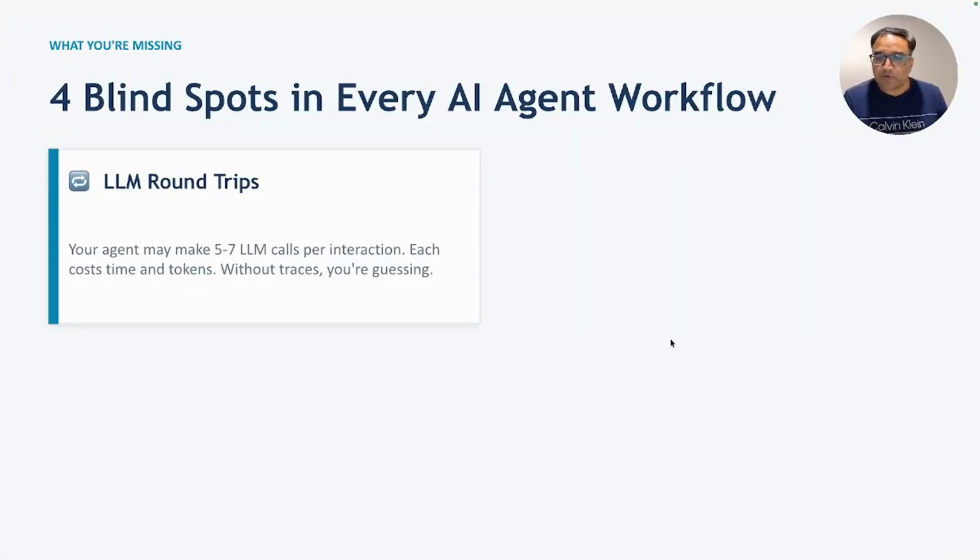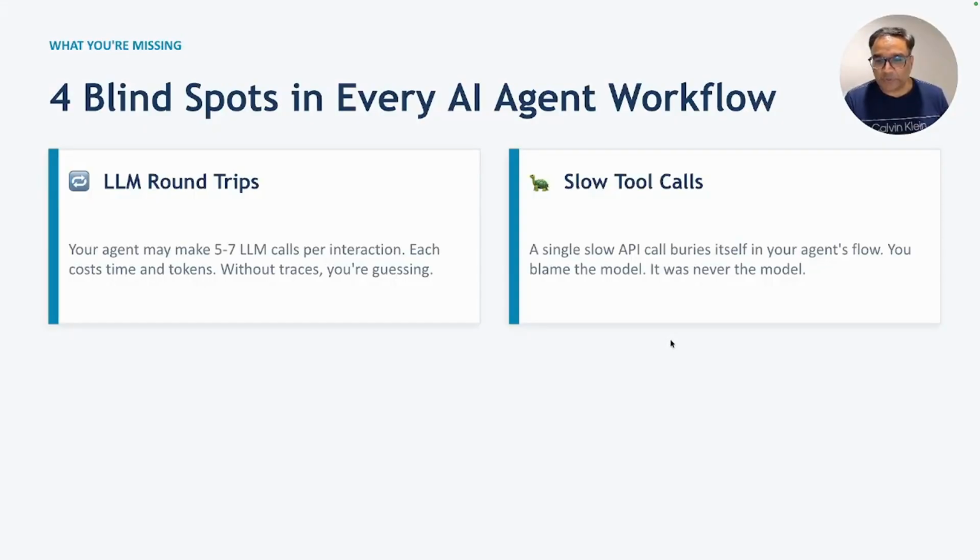Two, one of your tools might be slow, the agent waits and the whole thing feels sluggish. You blame the model, but it may be something else. It may be your tool. It may be your MCP server.